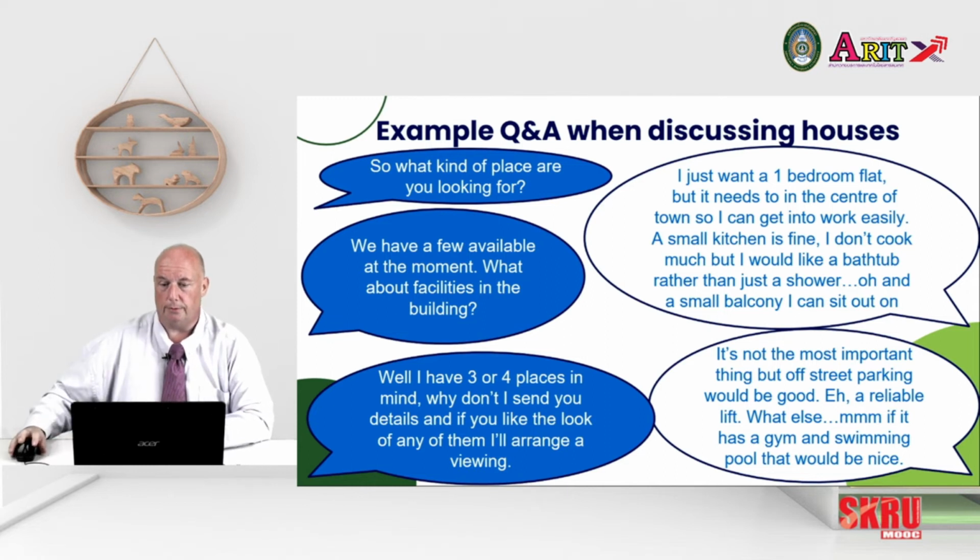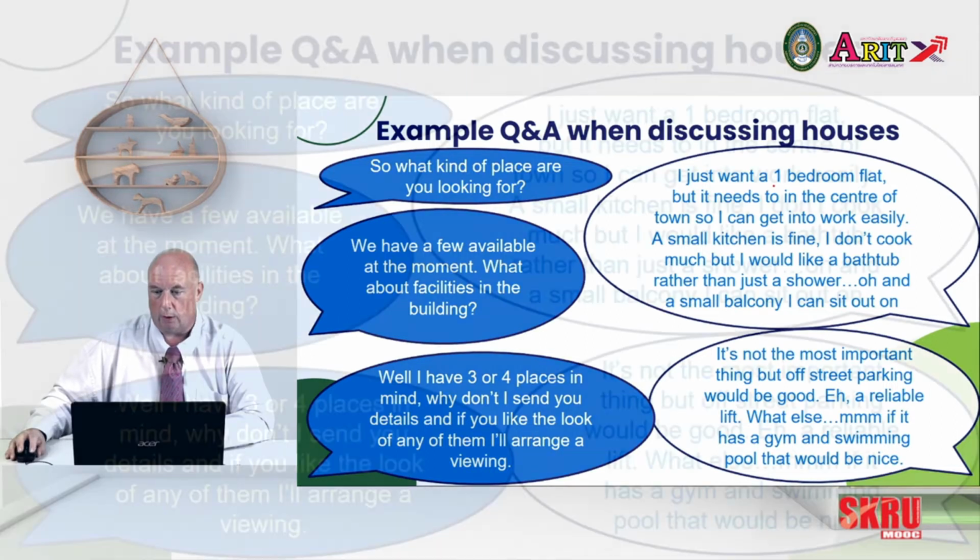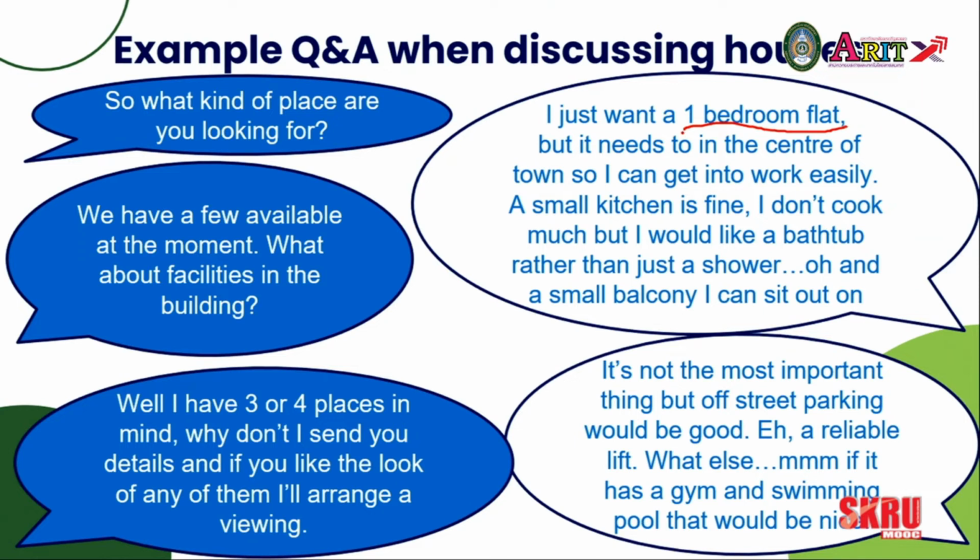So that's an example conversation. And you can see some of the words and phrases used again. Let's just highlight a few of these. So here we're looking for a one-bedroom flat or a small apartment, a house with 1 bedroom. In this case, he's interested in the location where we have the house. A very famous saying is, when it comes to property, location, location, location. That's what this person wants. Something in the center of town.